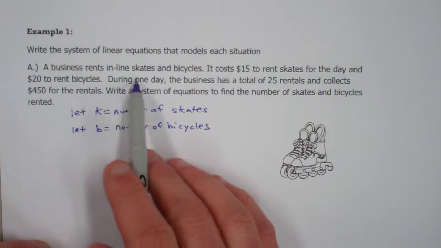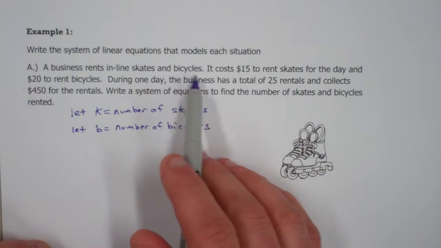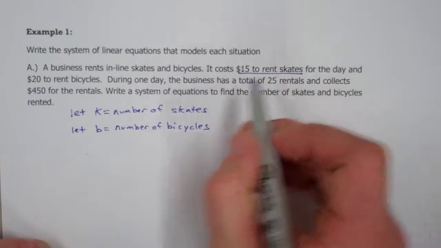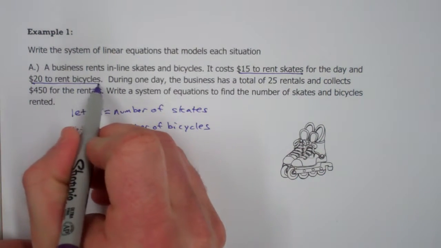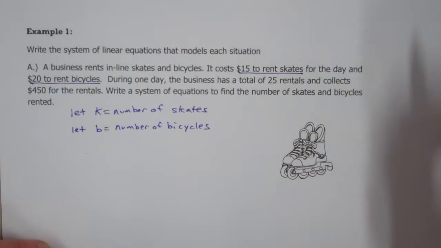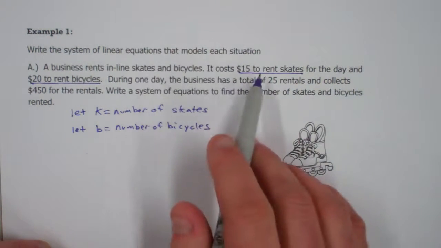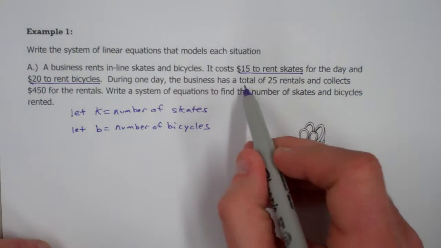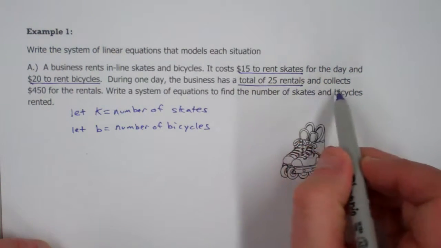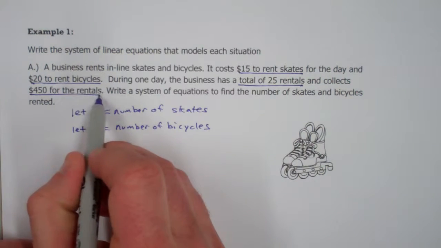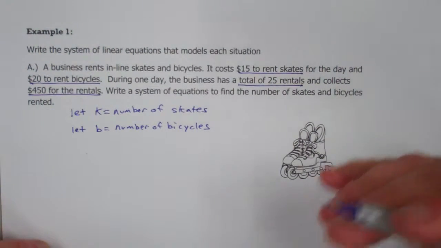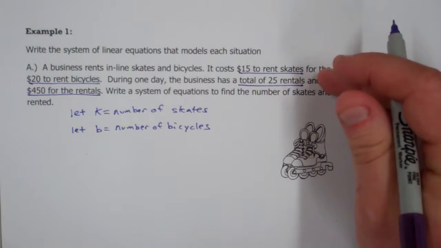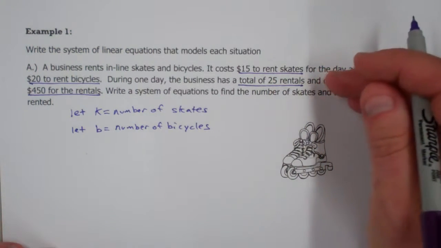A business rents inline skates and bicycles. It costs $15 to rent skates for the day and $20 to rent bicycles. If you want to, you can underline the important information. These two pieces are going to be important. During one day, the business had a total of 25 rentals and collected $450 for the rentals. So now we're going to write two equations. One is going to be based on money, the other is going to be based on quantity.